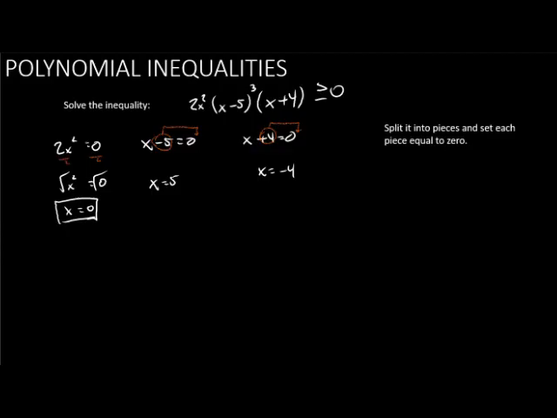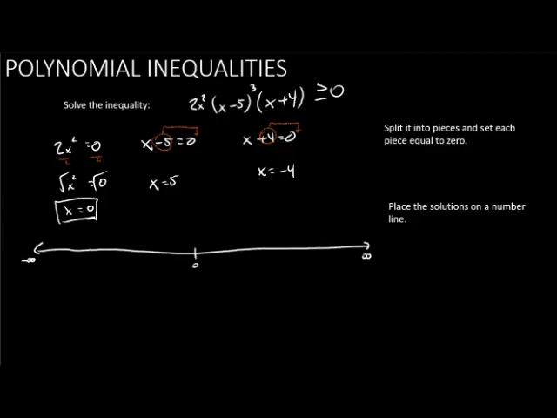We're going to place those solutions on a number line. We mark the 0, the 5, and the negative 4 on the number line. Then we make a note of the conditions. The condition that we have to satisfy is that the inequality is greater than or equal to 0. Greater than or equal to means we are looking for positive answers, and we'll be using closed circles, not open. Therefore, we'll place a closed circle at 0, negative 4, and 5.